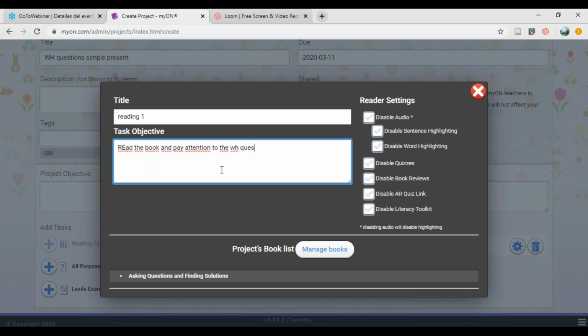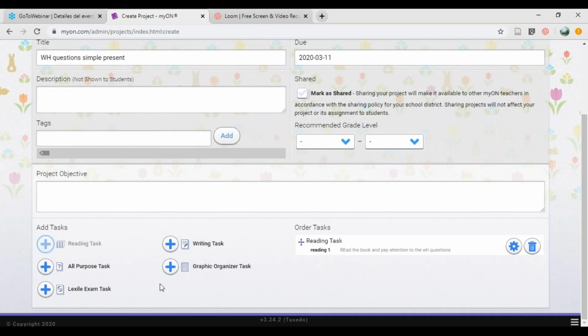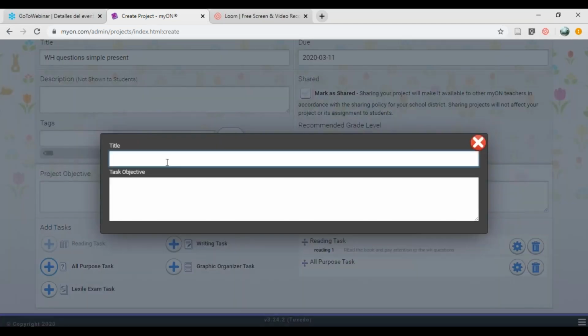I mean, I'm doing this kind of fast for the time limit that we have, but of course you can elaborate a little bit more. And now I am going to use my all-purpose task. This task is amazing because I can transform it. I can do whatever I want with this all-purpose task.